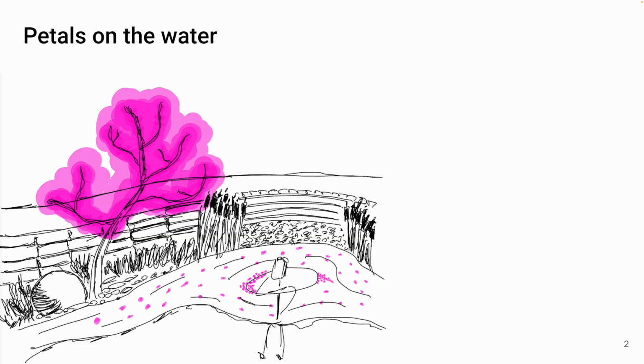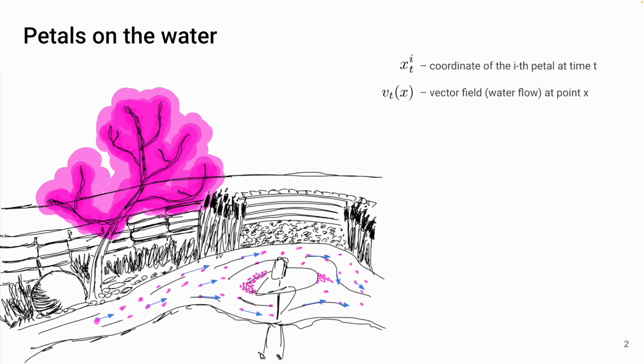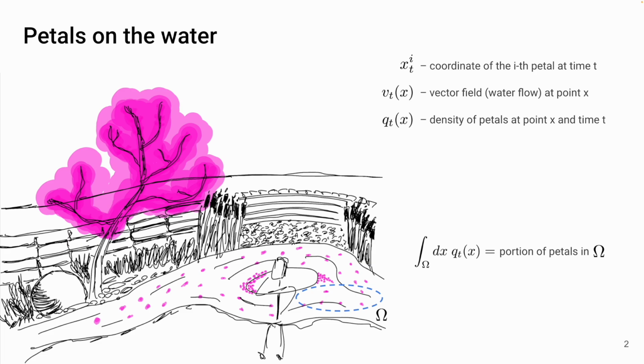To start even asking these questions, let me introduce some notation. We're going to denote as x_t^i the coordinate of the ith petal at time t. V_t(x) is going to be our vector field, or the water flow, at point x and time t. q_t(x) is going to be the density of the petals at point x and time t. And just as a quick reminder, the density is such a function that if we take the integral of this function over some area omega, we'll get the portion of petals in omega.